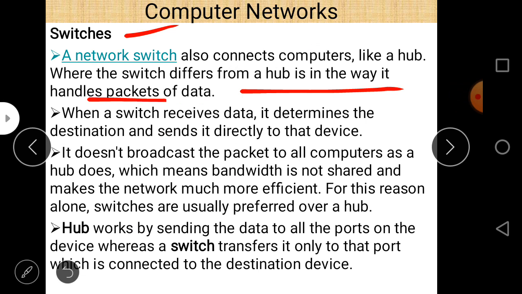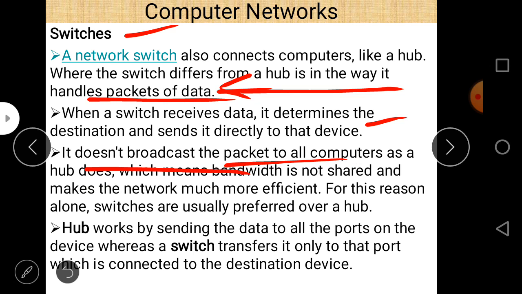So the difference between a hub and a switch is that a hub handles the data in a different way, and when a switch receives data, it determines the destination and sends it directly to the device. It does not broadcast the data or packets to all computers as a hub does, and this is a very important point, which means bandwidth is not shared and makes the network much more efficient. For this reason alone, switches are usually preferred over a hub. A hub works by sending the data to all the ports on the device, whereas a switch transfers it only to the port which is connected to the destination device.